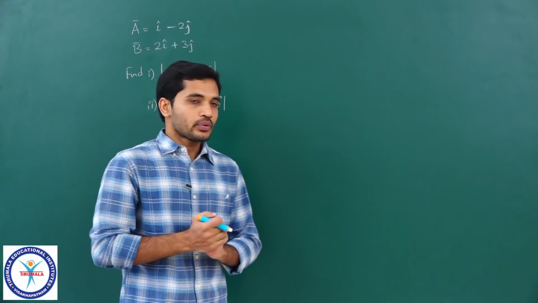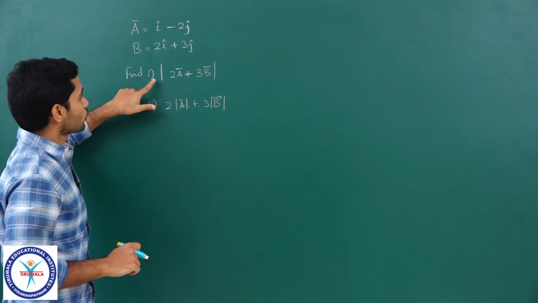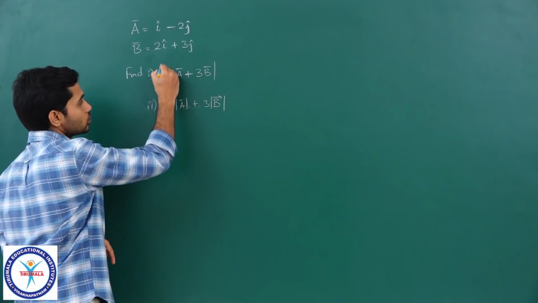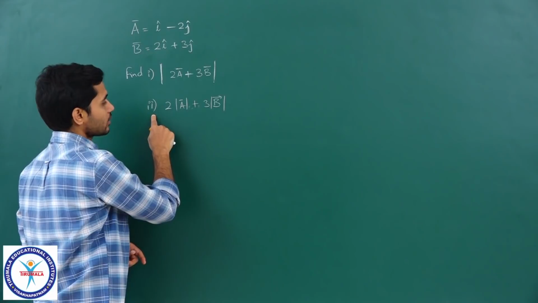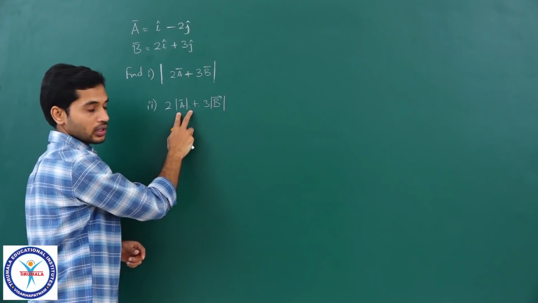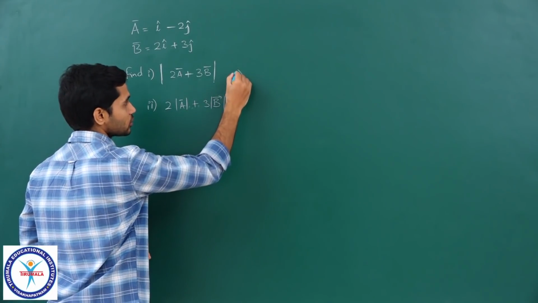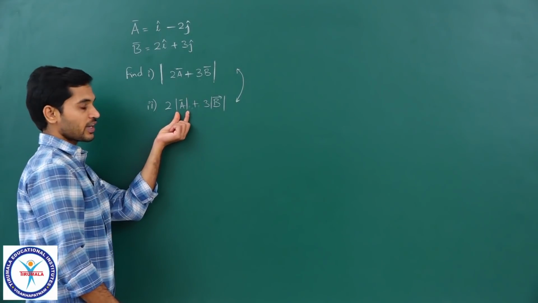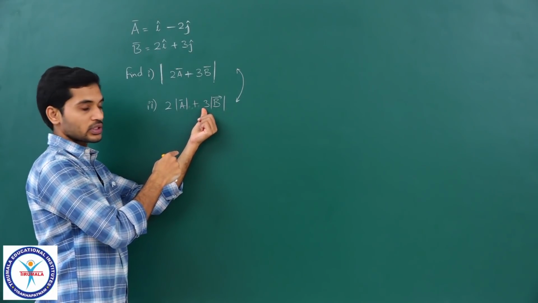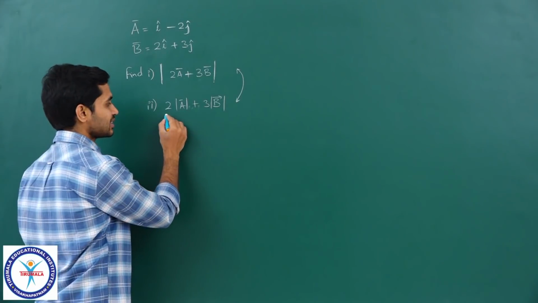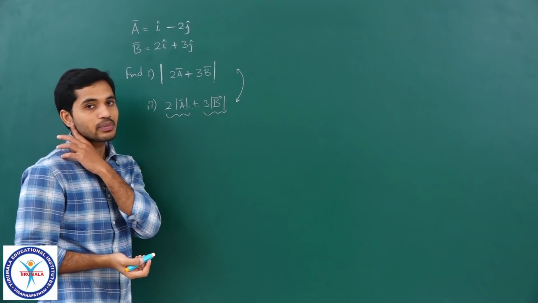Students, let us solve a question now. They have given two vectors a bar and b bar, and they are asking us to find the magnitude of 2a bar plus 3b bar. That is the first question, and the second one is 2 times the magnitude of a bar plus 3 times the magnitude of b bar. First understand the difference between these two. Here we are first finding the magnitude of a, multiplying it with 2, finding the magnitude of b, multiplying it with 3, and then adding the two scalars. This is a scalar, it is just magnitude, and this is also a scalar, correct?